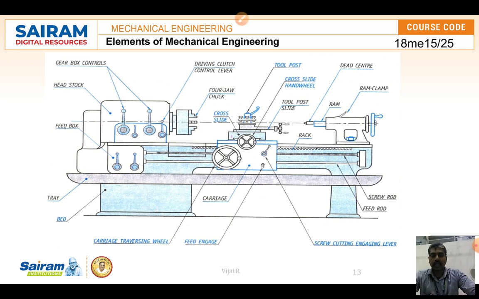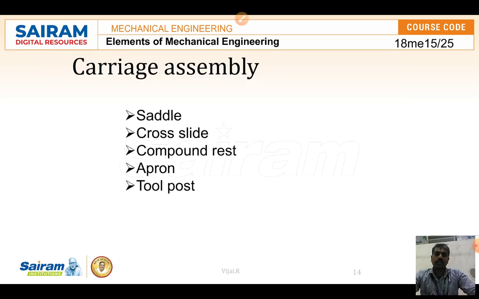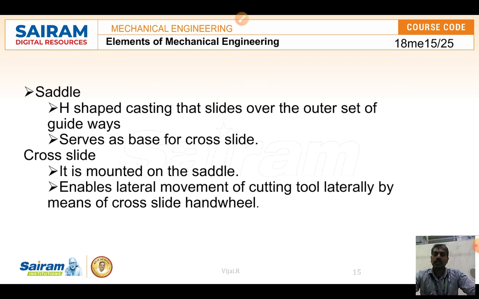So the carriage has a hand wheel. When we rotate the hand wheel clockwise or counterclockwise, the entire setup can be moved towards the right side and left side. That is a longitudinal movement that can be done with the help of the hand wheel. This entire setup works with the help of the lead screw which is attached at the bottom. And the saddle is an H-shaped casting which serves as a base for the cross slide.